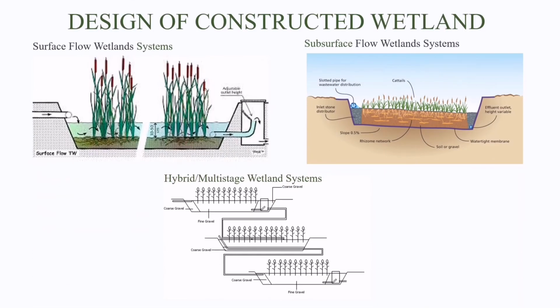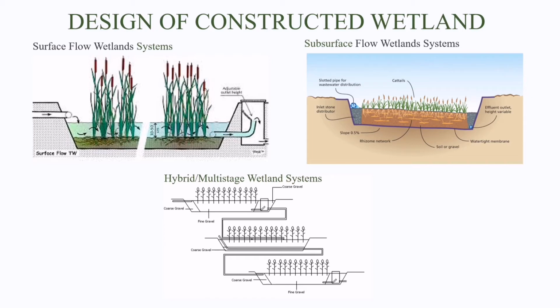There are three types of constructed wetland that are commonly used, which are the surface flow wetland systems, subsurface flow wetland systems and hybrid, multi-stage wetland systems. The surface flow is known as free water surface that contains areas of open water and floating, submerged and emergent plants. This type is commonly used for tertiary treatment of municipal wastewater and also for stormwater runoff and mine drainage water. The subsurface flow is commonly used for secondary treatment of municipal wastewater.